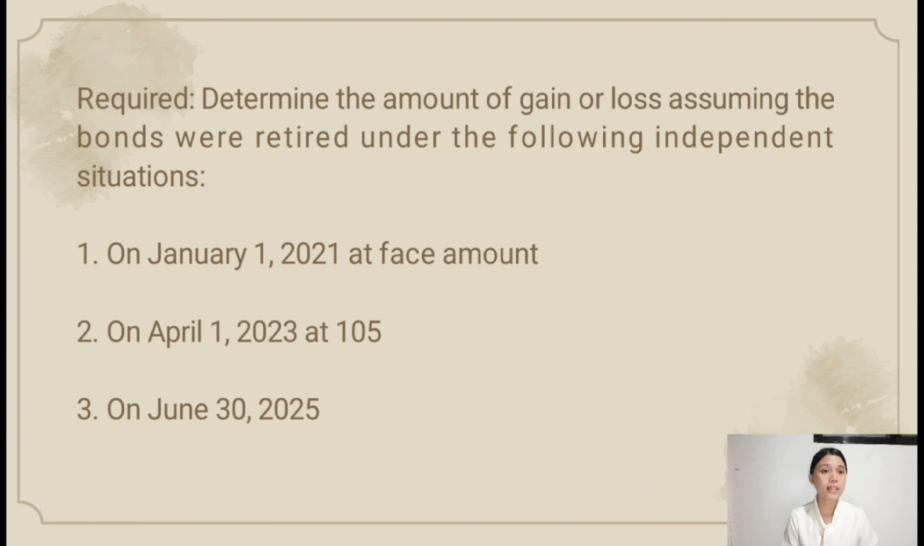So we are required to determine the amount of gain or loss assuming the bonds were retired under the following independent situations. So first is on January 1, 2021 at face amount, and 2 on April 1, 2023 at 105, and 3 on June 30, 2025. So first we're going to compute the gain or loss on retirement of bonds on January 1, 2021 at face amount. So we have here retirement price 1 million less the carrying amount.